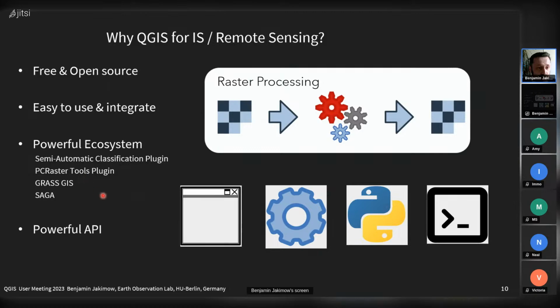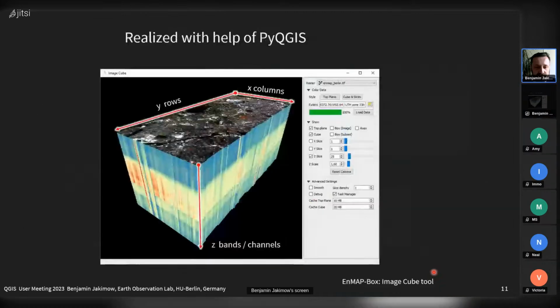QGIS itself provides a powerful ecosystem of plugins, and there are other very good and sophisticated plugins specifically for remote sensing. In particular, we have a powerful application programming interface which we can use to create our own graphical user interfaces to applications. We can also use the QGIS processing framework and the Python API, and we can start our processing algorithms from the command line interface.